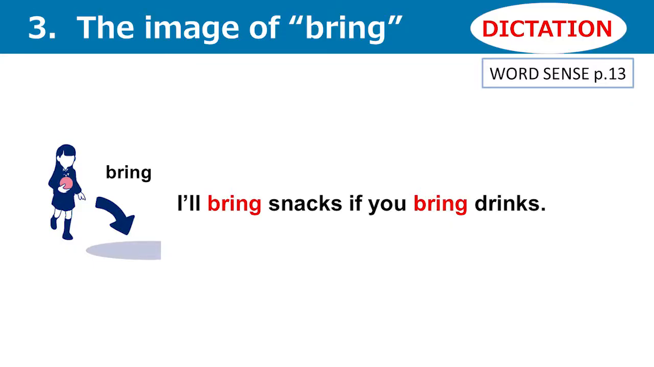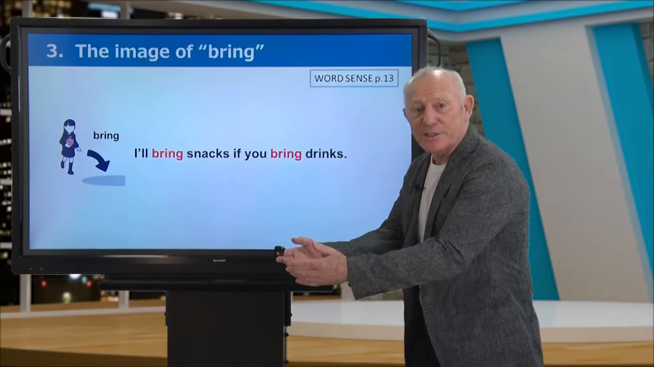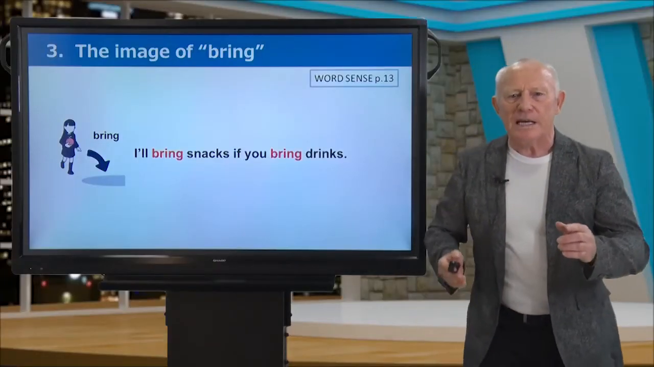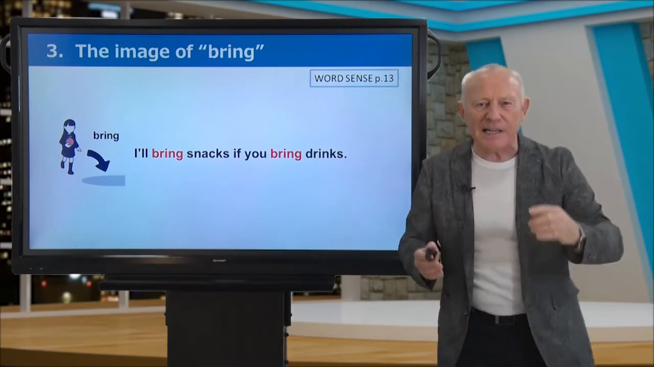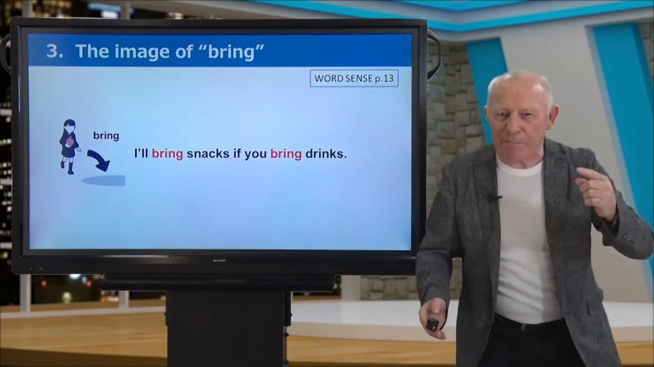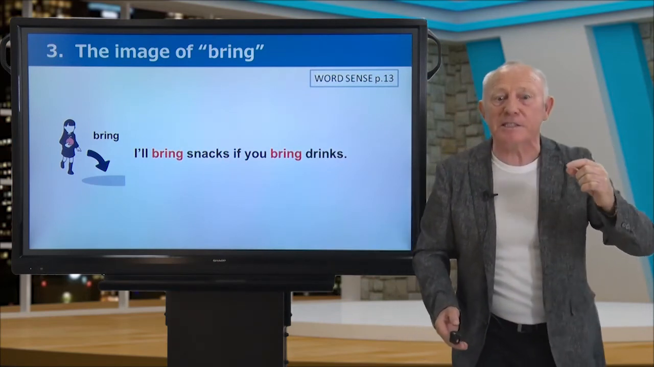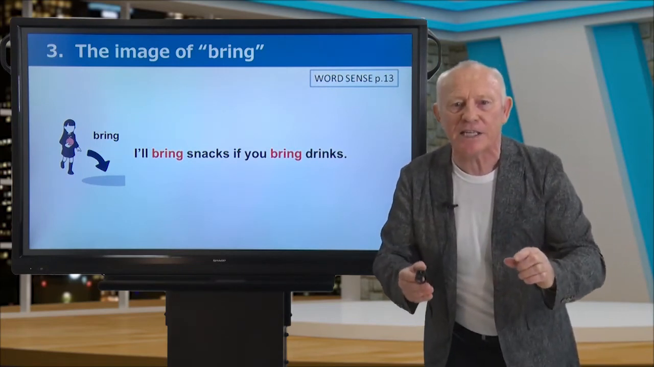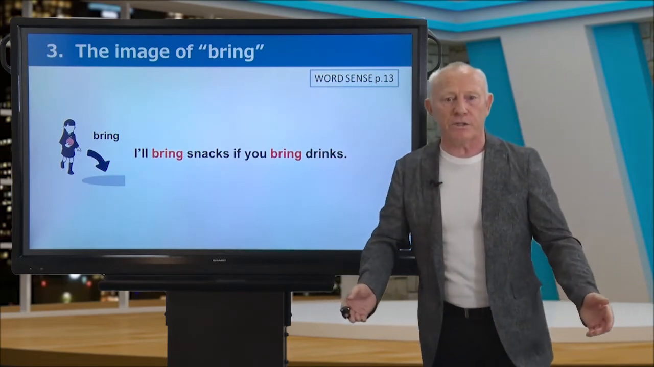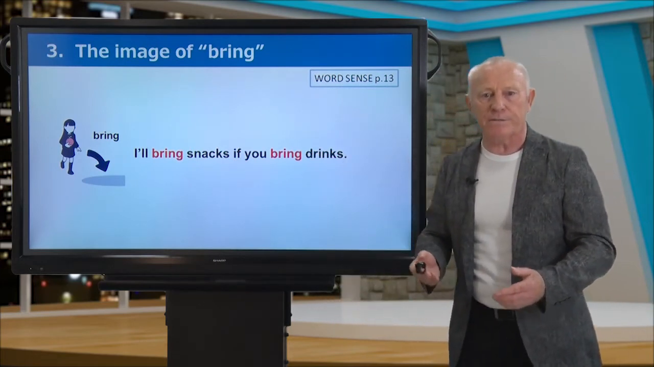So let's move on to bring, the image of bring. The image of bring is basically a movement towards a certain place, okay? So here, I'll bring snacks if you bring drinks. It's very important to imagine the speaker's mind. That's where the position is, right? Not the physical position, but what's happening in the speaker's mind. Where does the speaker think he or she is, okay? So here, I'll bring snacks if you bring drinks. It's possible to use take. I'll take snacks if you take drinks.